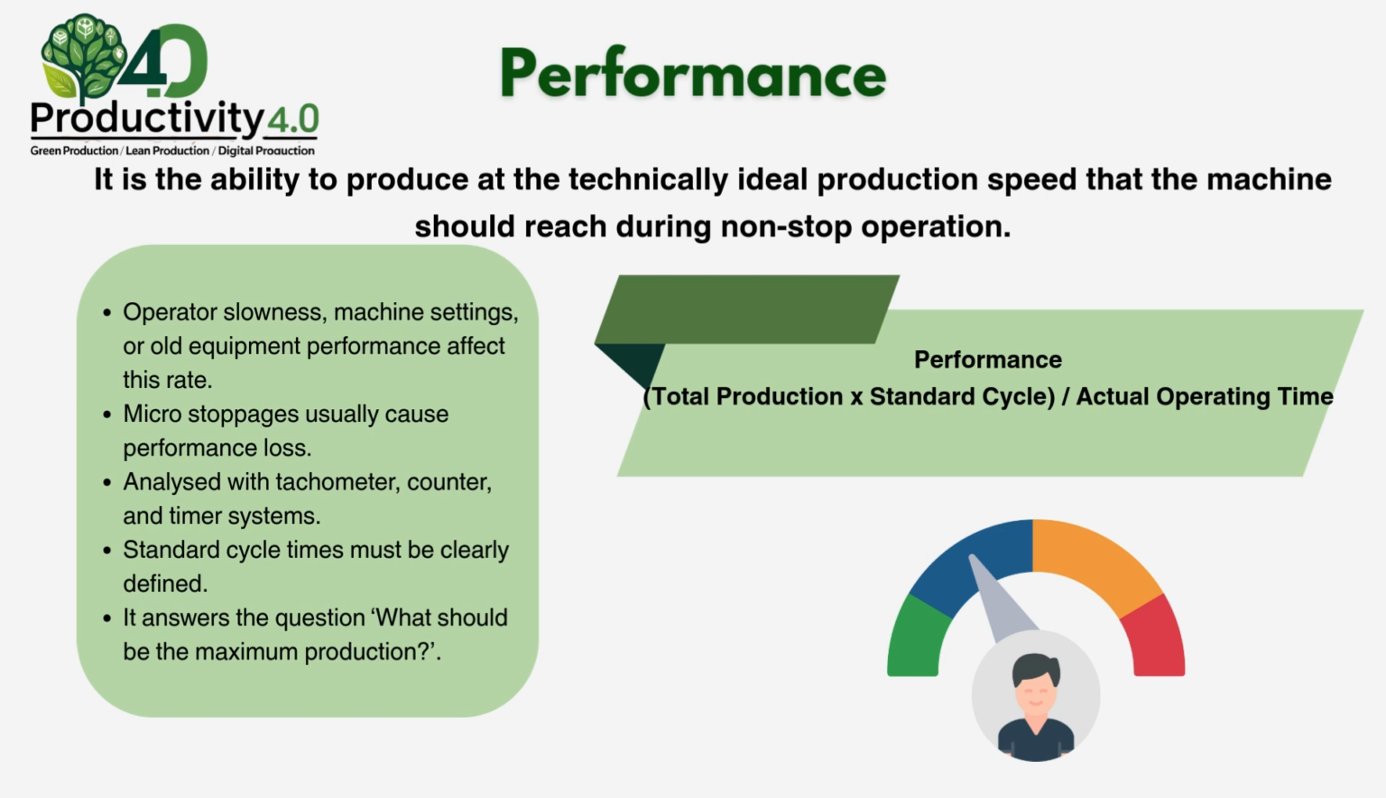The formula used in performance measurement is as follows: performance equals total production multiplied by the standard cycle time, divided by the actual operating time. This calculation provides a strong foundation for improvement by revealing speed losses with concrete data.